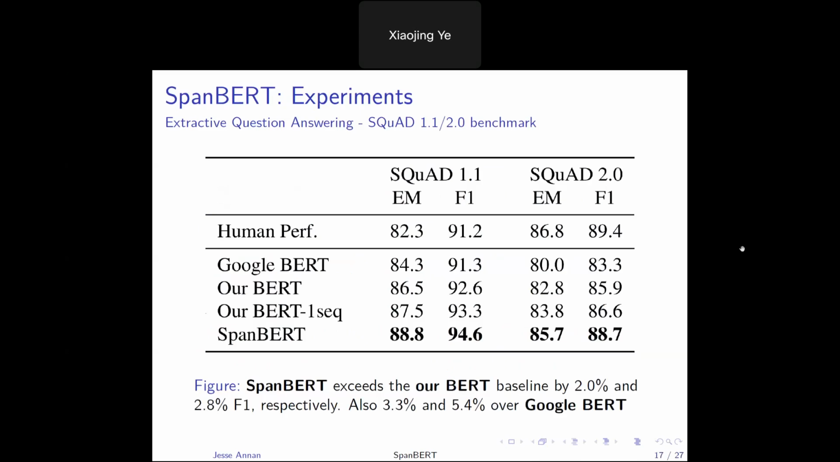So when it comes to question answering, SQuAD is one of the famous benchmarks in evaluating language models. So looking at this, you will see that SpanBERT exceeds their implementation of BERT by 2% and 2.8% on SQuAD 2. And if it's surpassing their implementation, then obviously it's better than the vanilla BERT by 3.3 and 5.5% respectively.